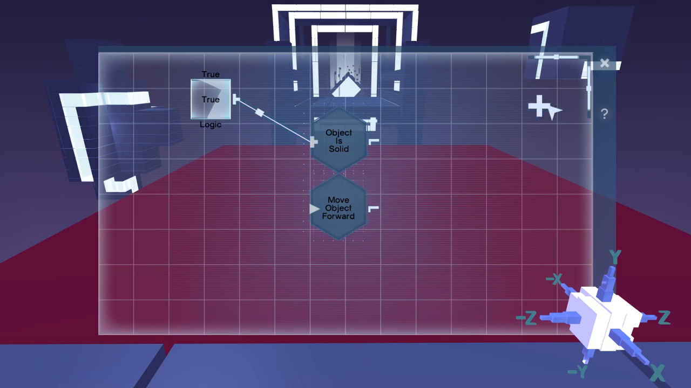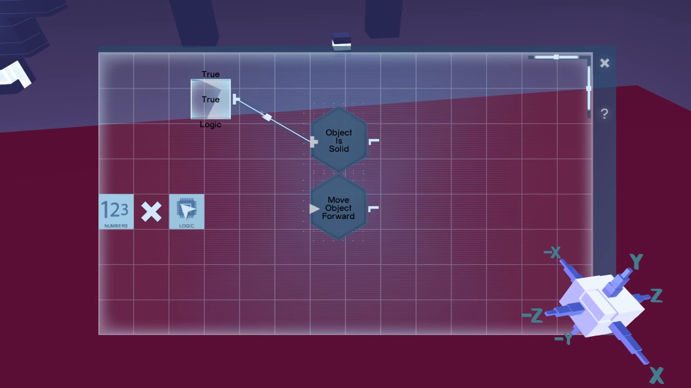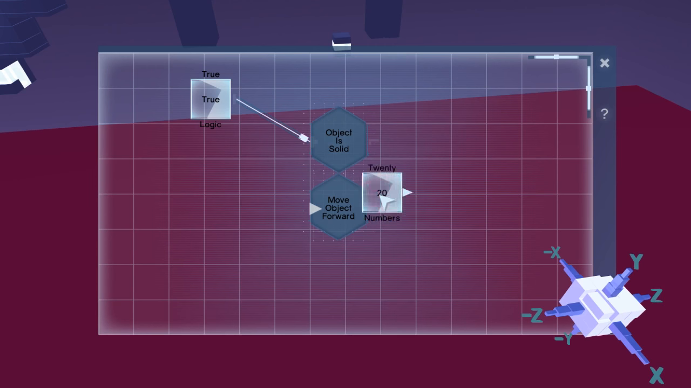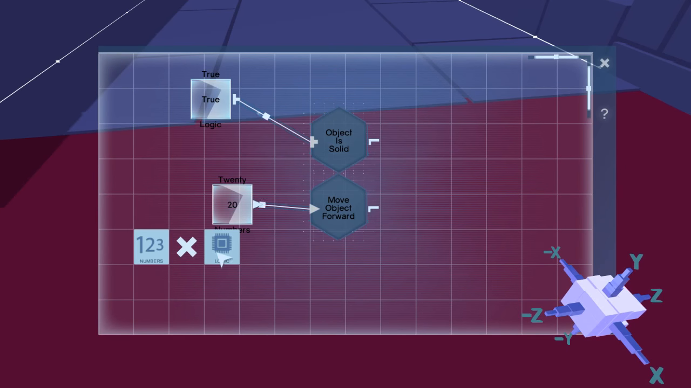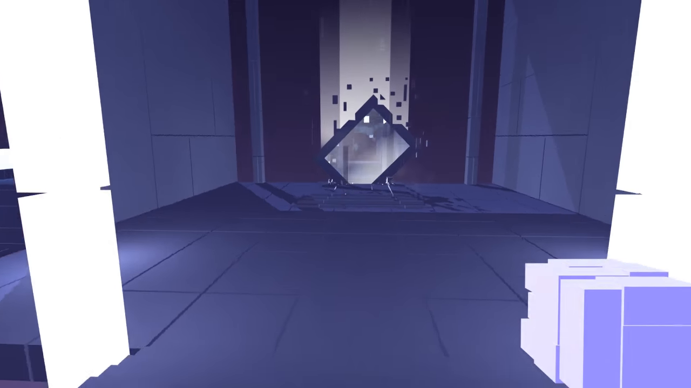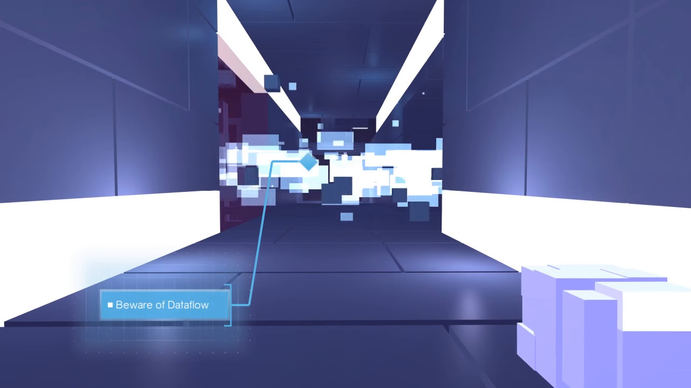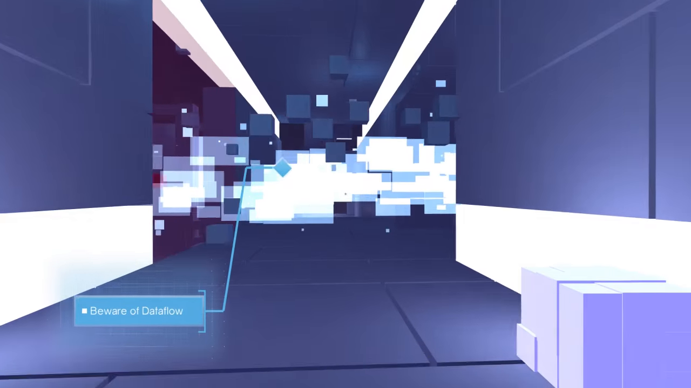And then we're gonna wanna get on it. Then we're gonna wanna move it forward by like, looks like 20. Oops. There we go. Good to go. I think I'm on board so far. I'm sure it's gonna get really weird though. Beware of data flow.